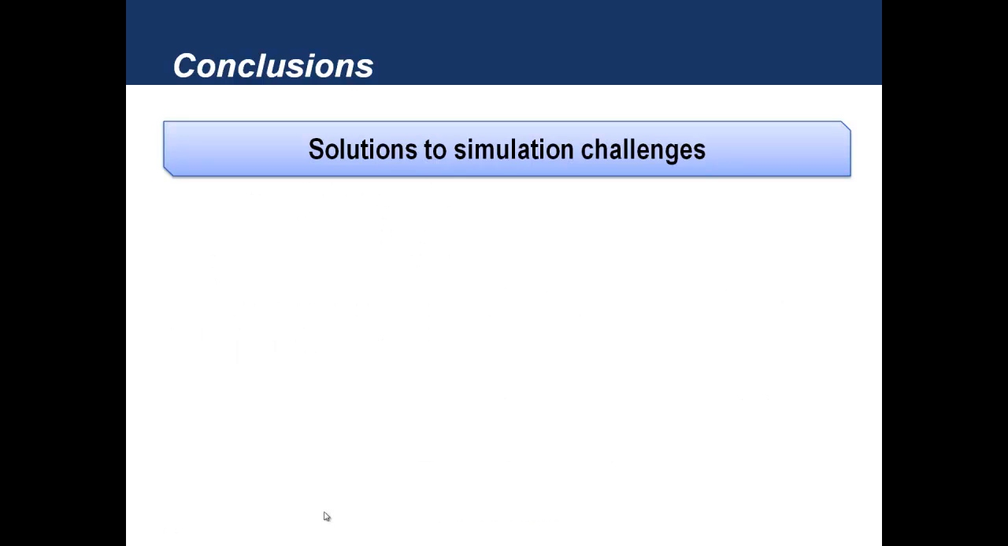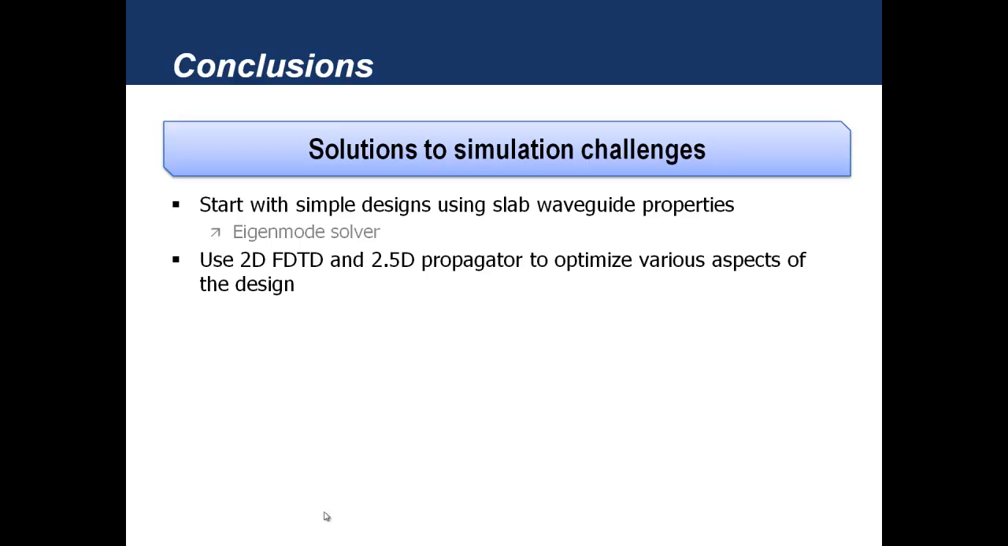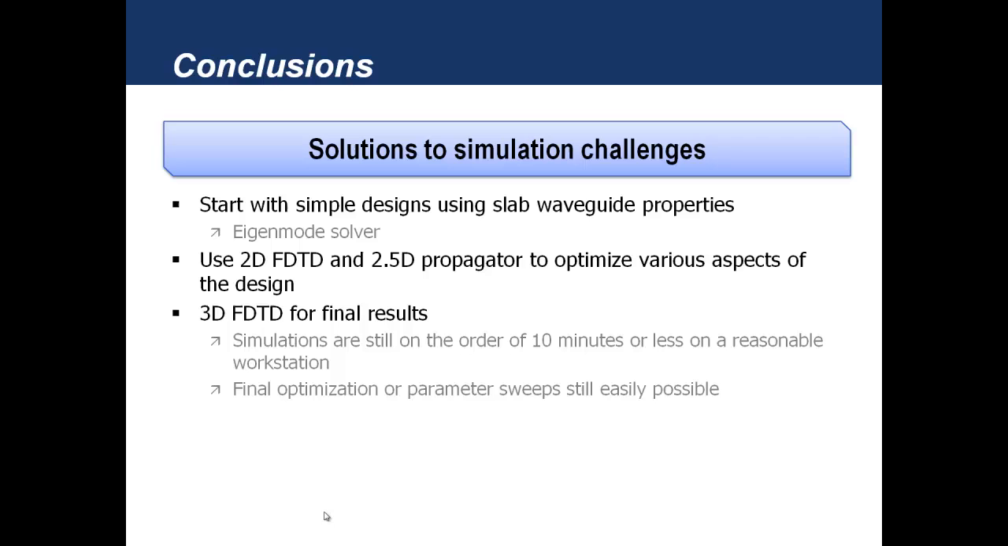So, different solutions to these simulation challenges. What I've shown is how we can start with very simple, back of the envelope designs using slab waveguide properties, and we get those slab waveguide properties almost instantly with the eigenmode solver and mode solutions. We can then use 2D FDTD and the 2.5D propagator and mode solutions to optimize different aspects of the design, the grating coupler itself, and also the taper design. We can put those together in 3D FDTD for final simulations, and the simulations are still on the order of 10 minutes or less on a decent workstation, so there is still a lot of possibility to do a final stage of optimization in 3D as well as in 2D.